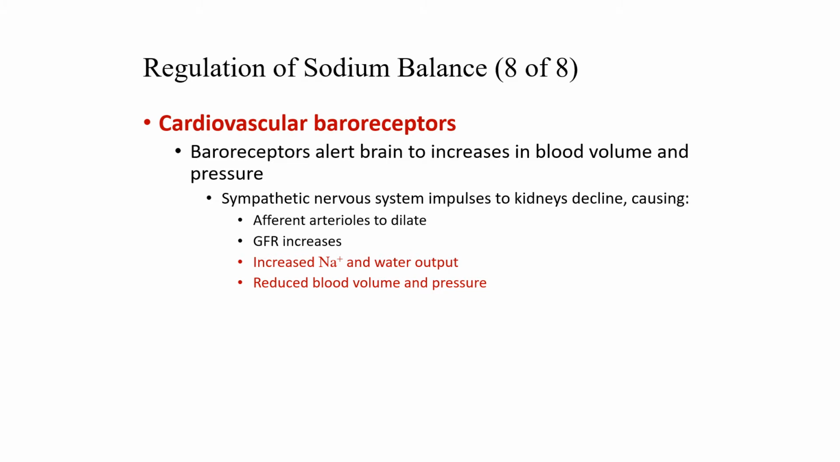Last part, cardiovascular baroreceptors. Remember, baro means pressure, and so these baroreceptors tell the brain whether there's an increase or decrease in blood volume and thus blood pressure. And so basically what happens is that the sympathetic nervous system impulses or messages to the kidney decline, and this is going to result in an increase in sodium and water output, and that decreases blood volume, and by decreasing blood volume we decrease blood pressure. Isn't it fascinating how all these things take place?